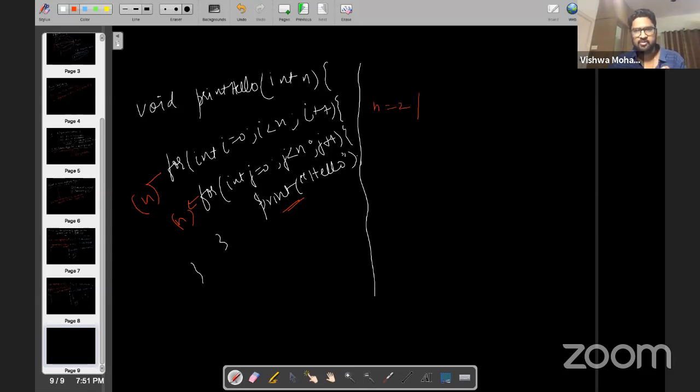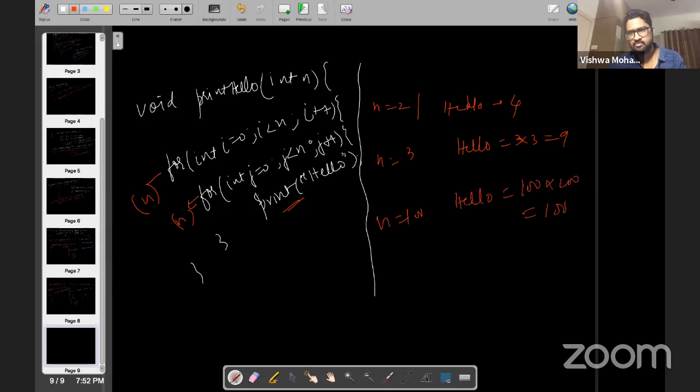For example, if n is equal to 2, hello will be printed 4 times. If n is equal to 3, hello will be printed 3 into 3, which is 9 times. If n is equal to 100, hello will be printed 100 into 100, which is 10,000 times. So the number of operations happening inside is proportional to the square of the given input size, and here I say the time complexity is O of n square. With this, we have realized that whenever we have to find the time complexity, the time complexity is always, what is time complexity?